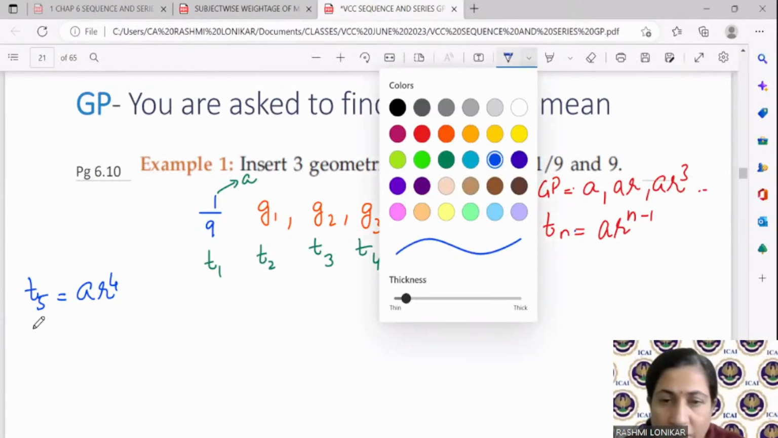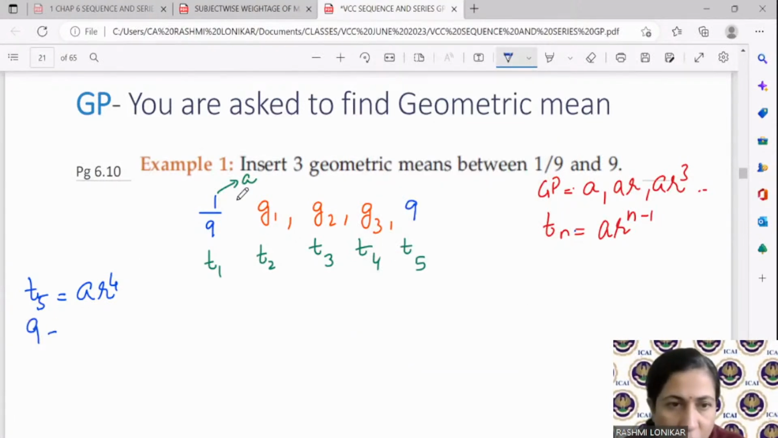So what is T5? 9. 9 is equal to, what is A? A is 1 by 9, R raised to 4. So R raised to 4 is equal to 81. So R is equal to the 4th root of 81. How do I do this?